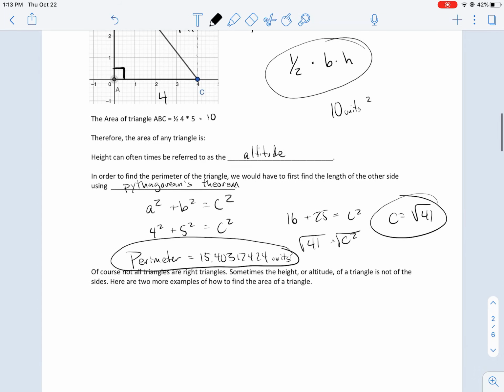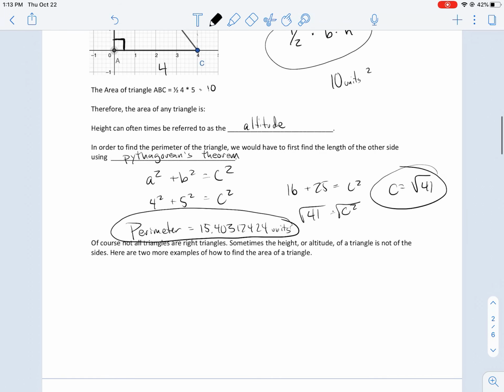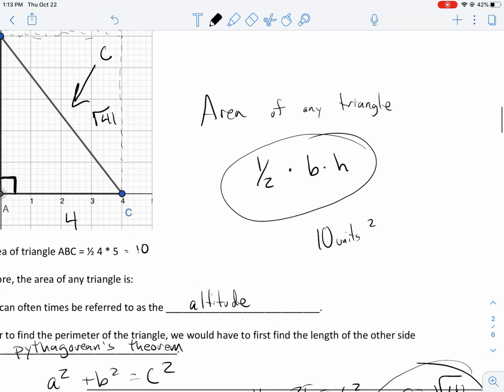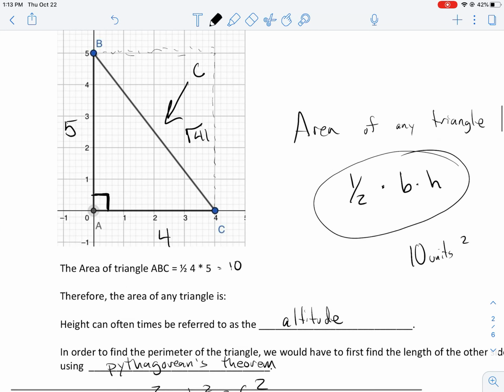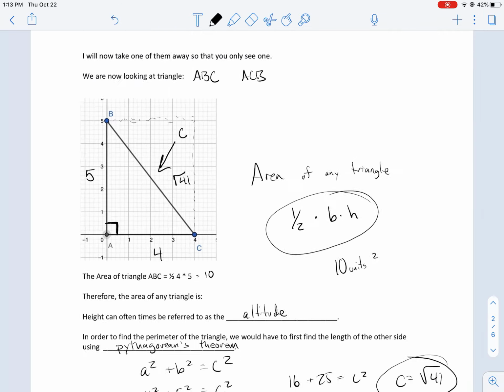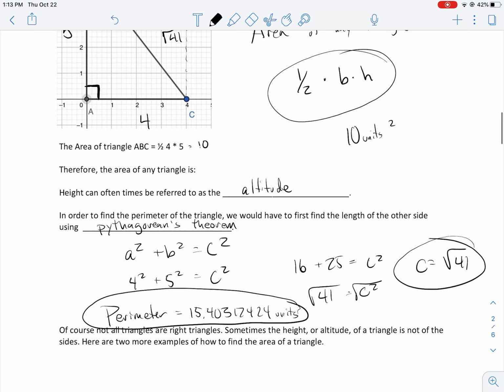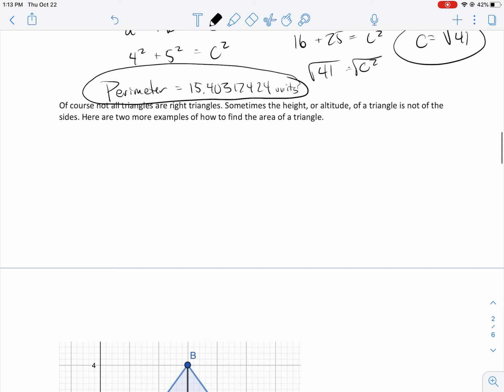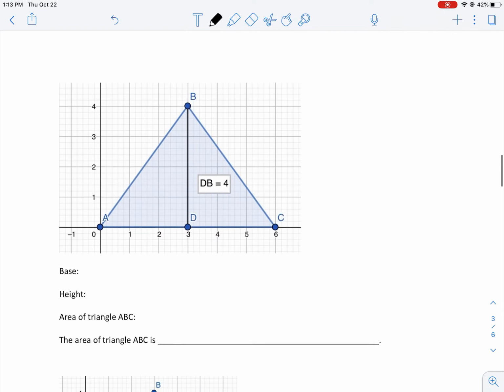Now, of course, not all triangles are right triangles. Sometimes the height or altitude of a triangle is not one of the sides. So if you look up here, our height is found by just looking at one of the sides, and we have it on a nice coordinate graph, so I was able to pick out the length of either side. Sometimes it's not that simple. So here are two more examples of how to find the area of a triangle.